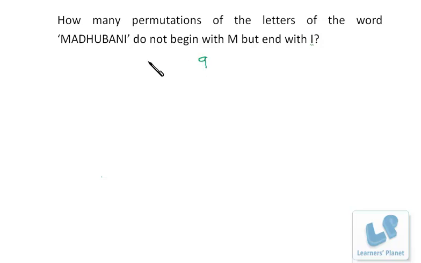9 letters are there, and this A is repeated 2 times, right? So let's take 1 2 3 4 5 6 7 8 9. Now the last position is fixed for I, so we have just one choice over here. Now for the first position, M cannot come, right? So how many choices do we have now? Because one has already gone over here and M cannot come, we are left with 7 choices.